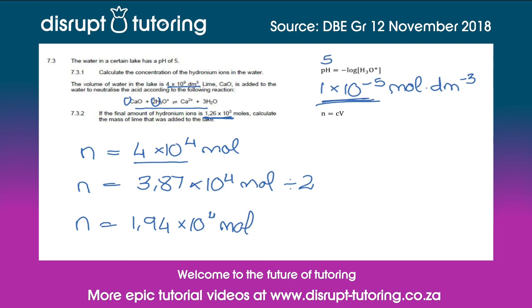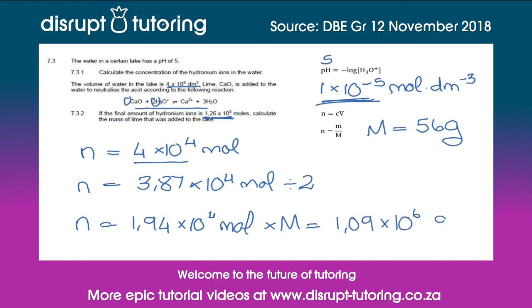Okay, and then finally we can calculate the mass of the calcium oxide added to the lake using this equation. Here the capital M is the molar mass of calcium oxide, which you can find from the molar masses of calcium and oxygen on the periodic table. If we do that, we can see that the molar mass is equal to 56 grams per mole, and the mass of lime added to the lake is then equal to the number of moles times the molar mass, and that is equal to 1.09 times 10 to the 6 grams.